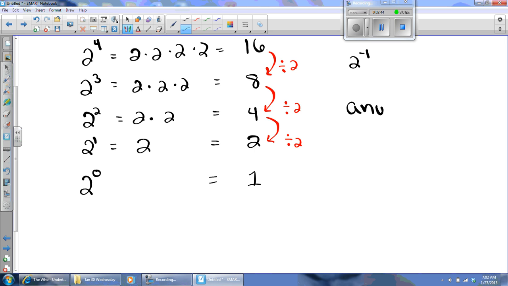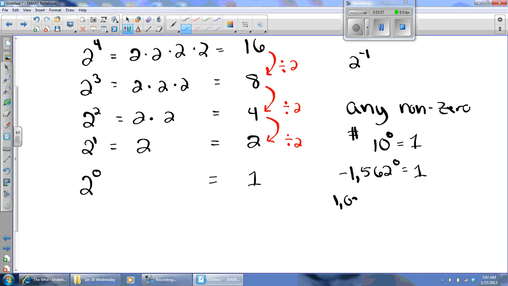Any non-zero number. For example, 10 to the 0 power, 1. Negative 1,562 to the 0 power. It's a hard one. 1. There you go. How about 1 million to the 0 power? Oh man, better get your calculators out because guess what? It's 1. There we go. Any non-zero number to the 0 power is 1.